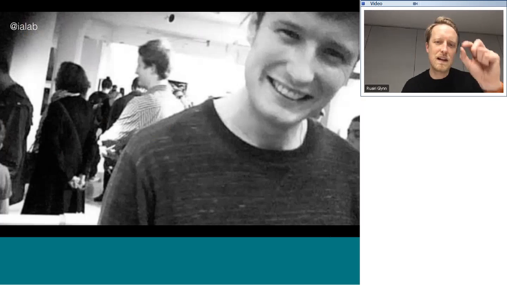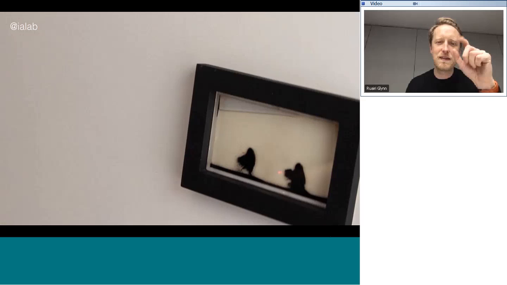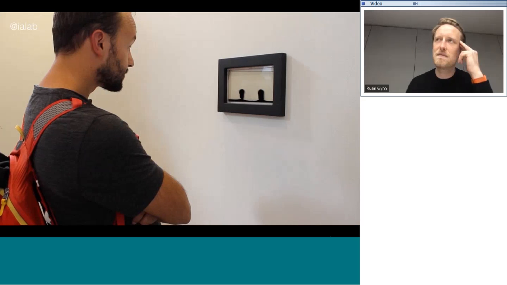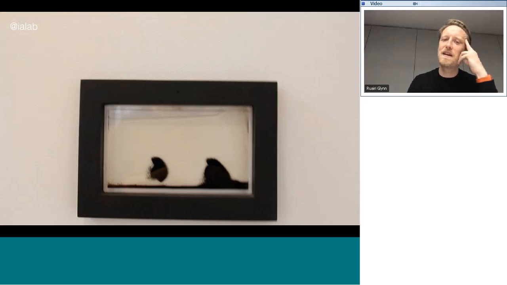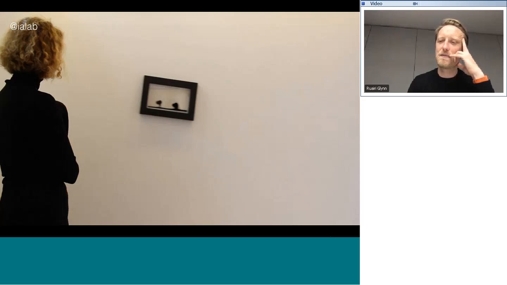This frame has a little pinhole camera inside of it that can see people's faces and actually mirror and reflect some of their expressions back to them in an abstract way.